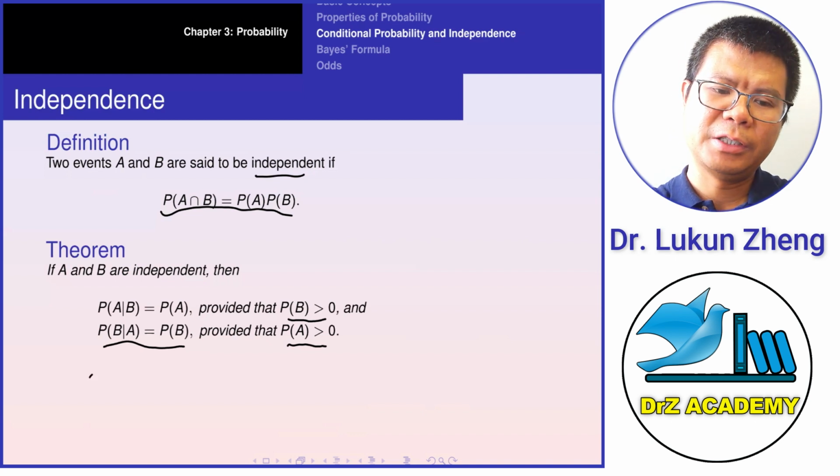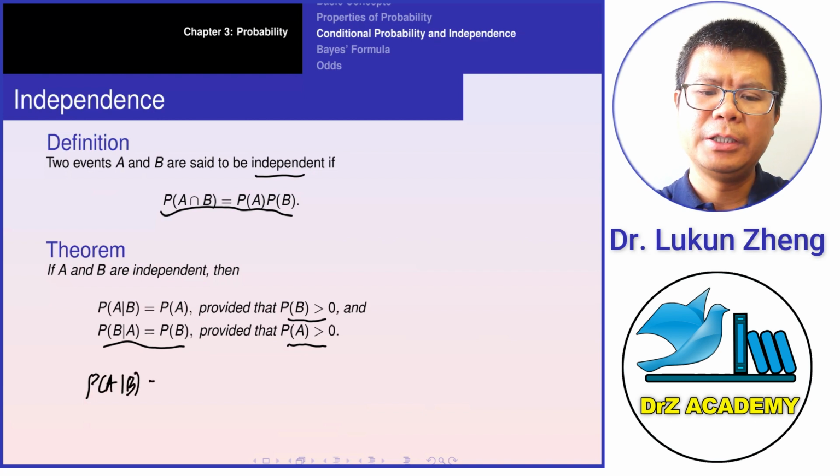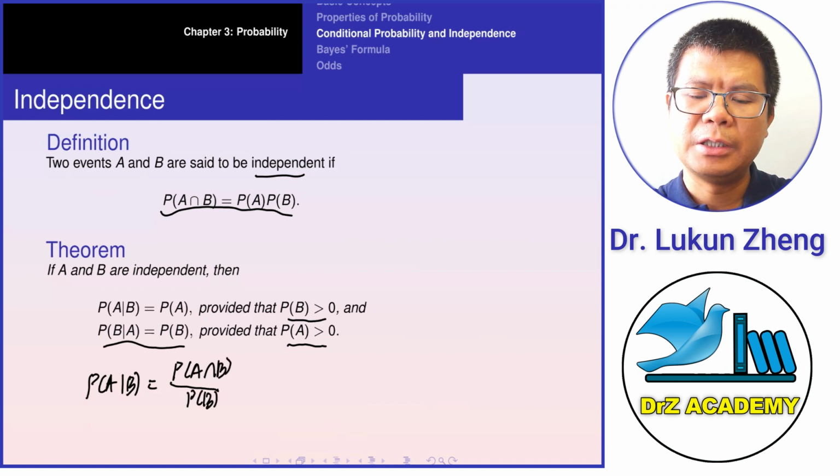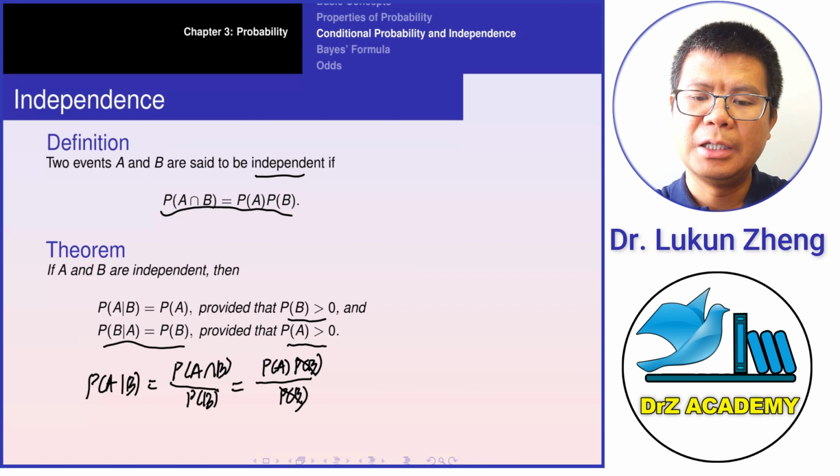P of A given B, by definition, is the intersection over P of B. Now the top is considered independent, so therefore we have P of A times P of B over P of B. These two cancel out, so it's P of A.